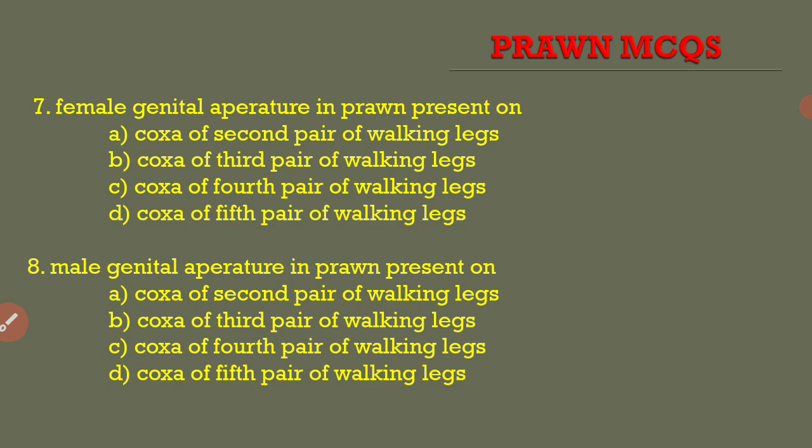Next one, female genital aperture in prawn is present on. At the base of which pair of walking legs is the female genital aperture present in case of prawn? So the correct option for this multiple choice question is coxa of third pair of walking legs. Female genital aperture in case of prawn is present on coxae of third pair of walking legs.